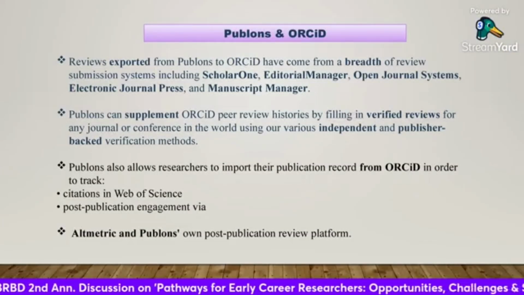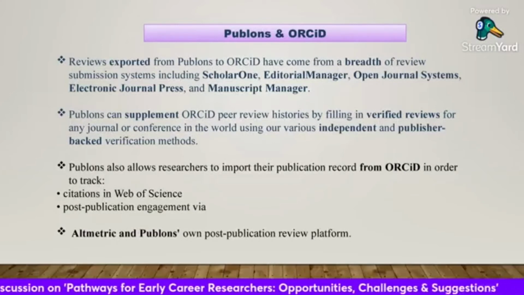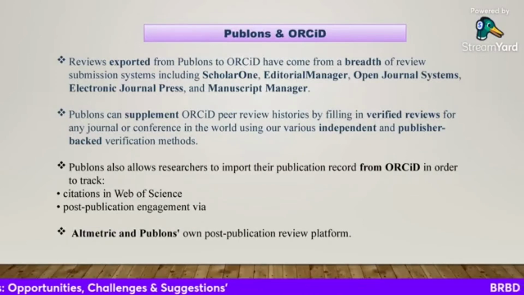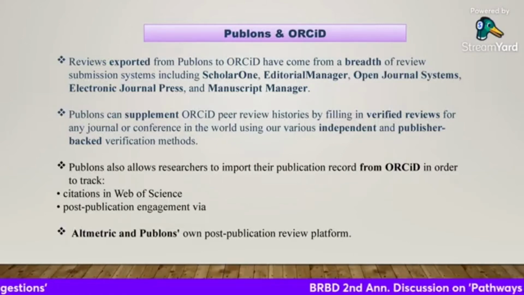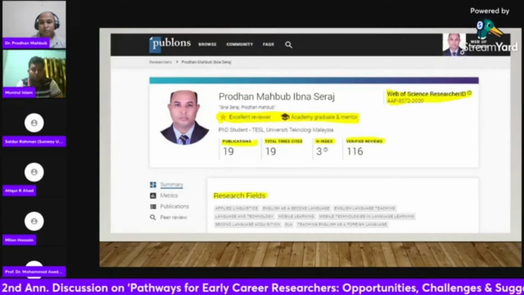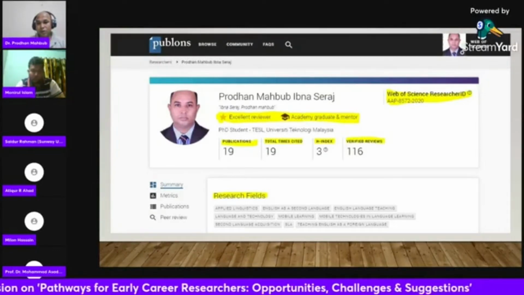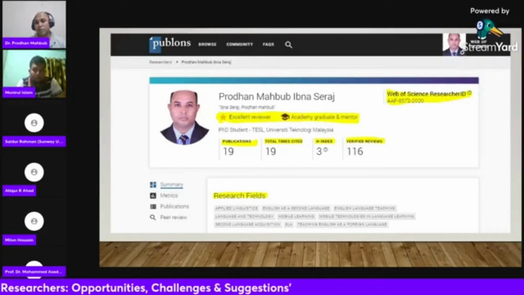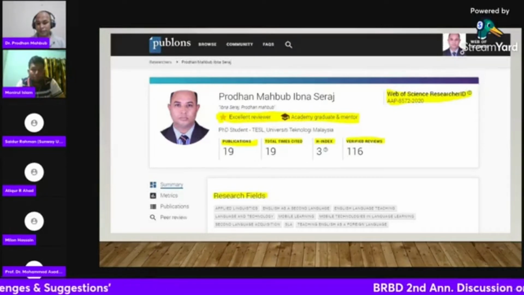Another thing is that Publons and ORCID can be synchronized. Whatever your accounts within ORCID, you can easily synchronize into Publons. These are very integrated. So look at this, this is the Web of Science Research ID. This Publons ID also means Web of Science ID.